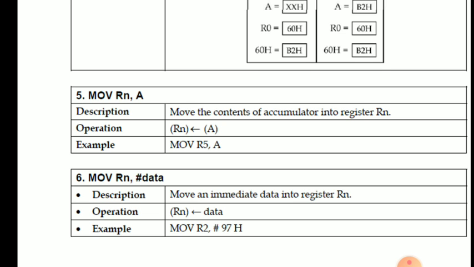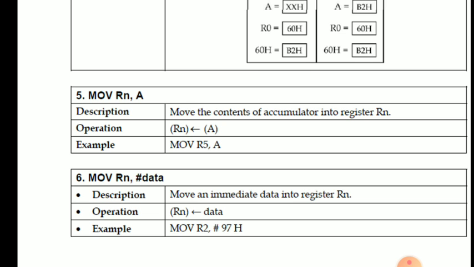And the example is MOV R5, A. In this slide I didn't mention the example, but if you want to write it in the exam, if we have time, then we can write it. That is the instruction MOV R5, A, and before execution the A has some data, that is 80H or 07H or 52H, some random internal data value, any 8-bit data value.